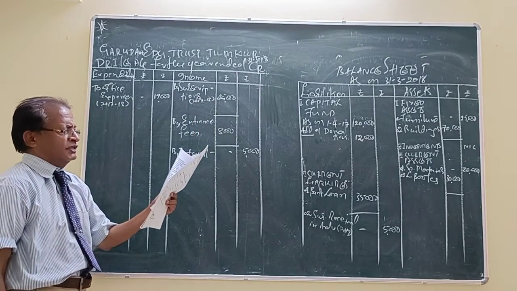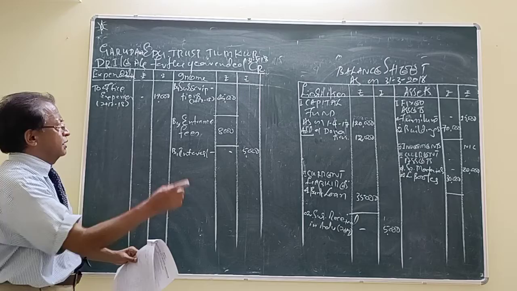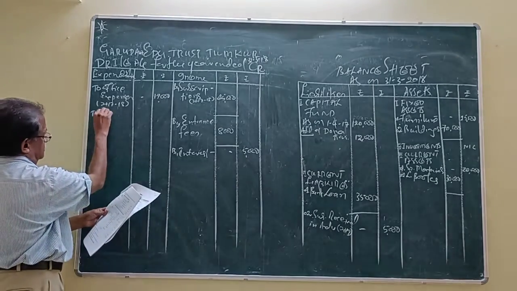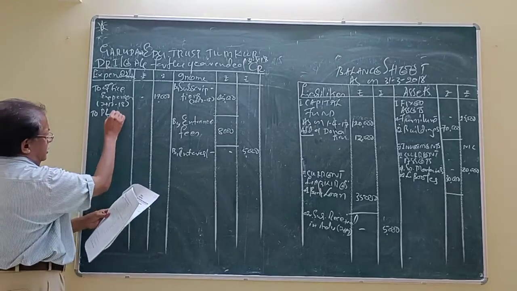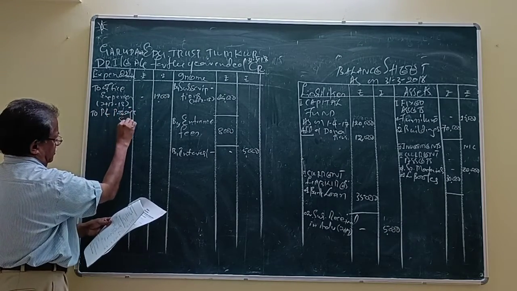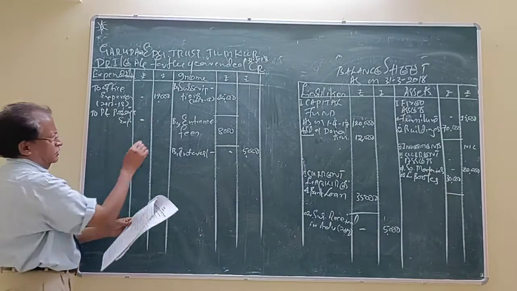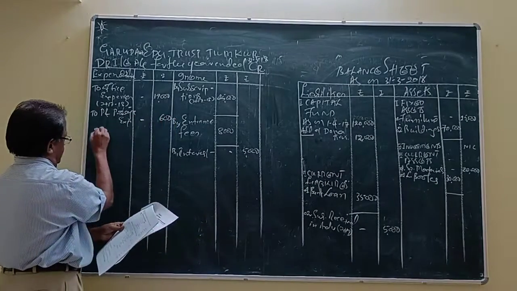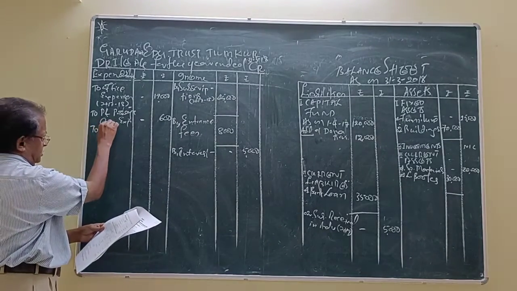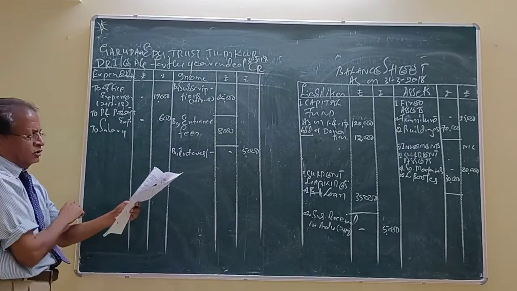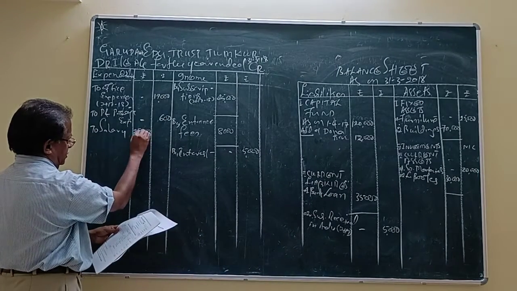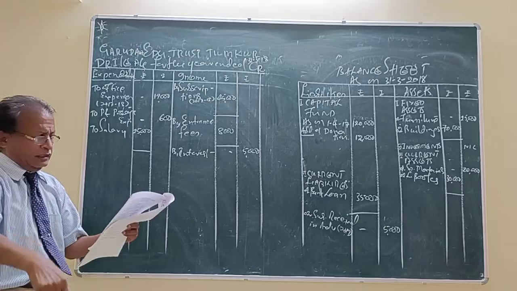Printing and postage expenses. It is also an expenditure debited to income and expenditure account. How much? 600, outer column. Salary. It is also revenue expenditure debited to income and expenditure account. Salary 25,000. On that there is one adjustment. You have to show the amount in the inner column.